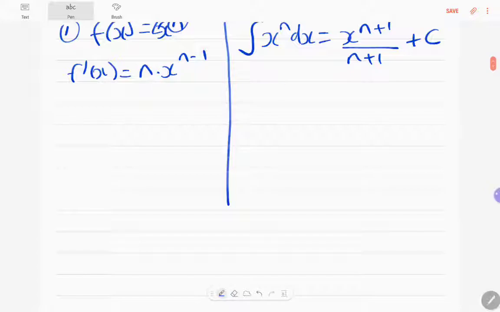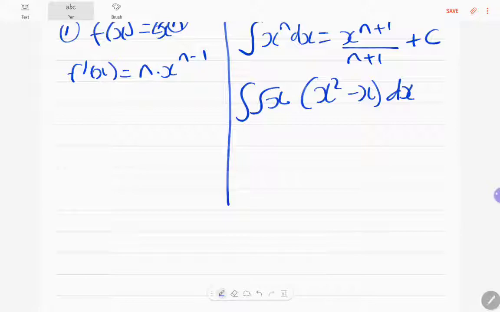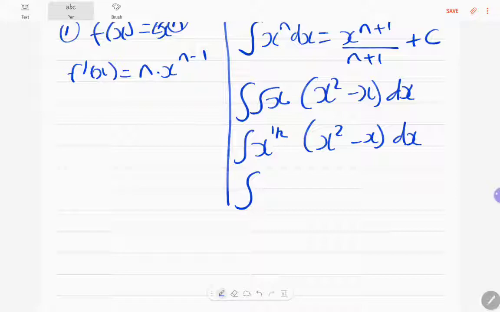Okay. Now let's say we have the integral of root x into x squared minus x dx. This is x to the power 1 over 2 into x squared minus x dx. Because the bases are the same and they're multiplying, that means we'll only add the exponents. The integral of what is 1 over 2 plus 2, which is 5 over 2, so x to the 5 over 2, minus x to the 1 over 2 plus 1, which is 3 over 2, dx.